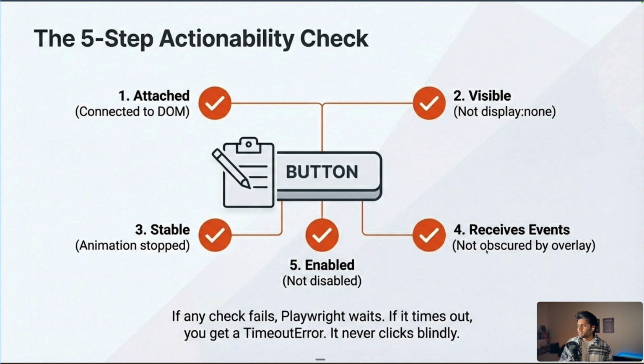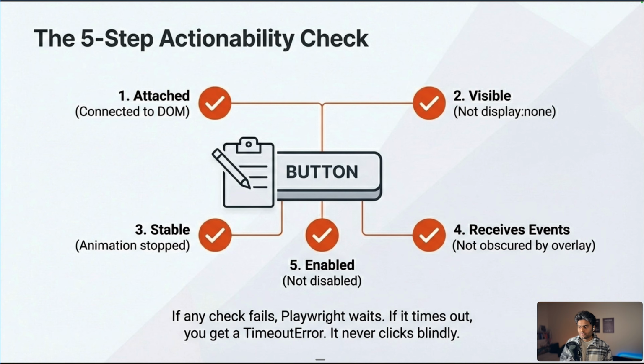And lastly, actually this is supposed to be the 4th one. The other criterion is that it receives events, meaning it is not obscured by overlays. Sometimes if you look at the button, you have some overlays in front of it, like some pop-up, and you need to wait for it to disappear before you activate that button. So it looks for all this and then it clicks on the button.